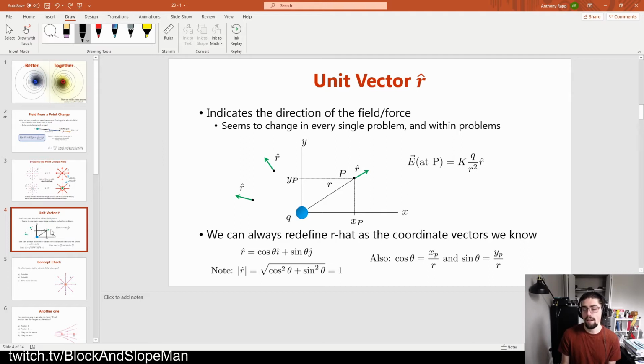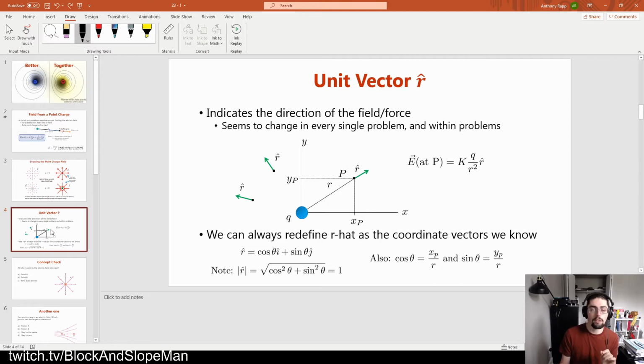R hat is not a unit vector quite like i hat and j hat, because r hat doesn't really care about what direction it's going in. R hat's a variable unit vector. It's allowed to go in any direction, and really what it's telling us is that for a point charge, it's radially away. It's not set to one particular value anymore because E is not just one particular value.